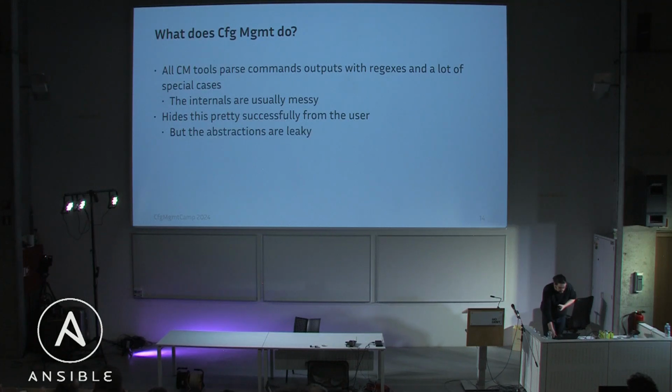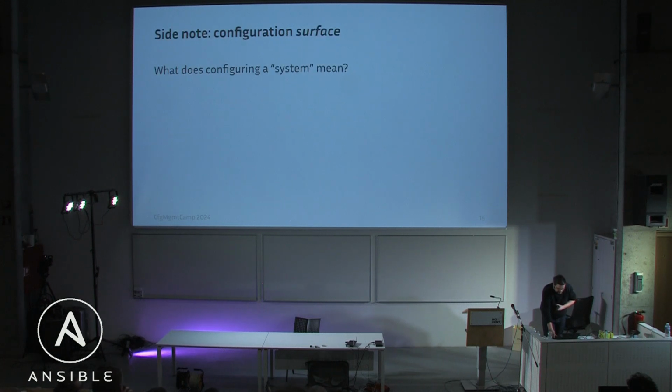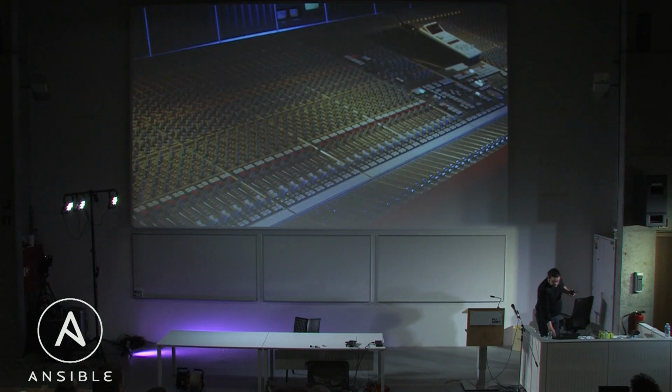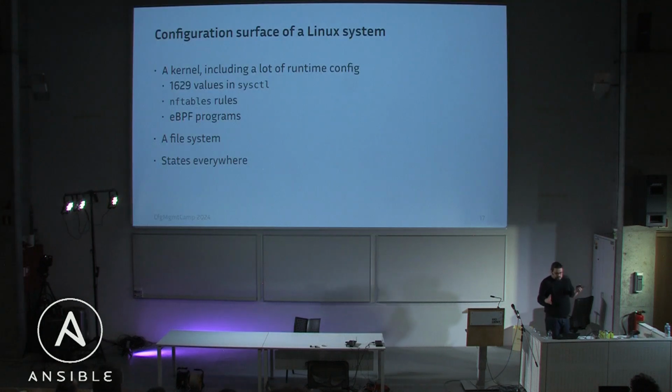And automation code is full of workarounds, and usually pretty messy because of these very unprecise interfaces. And in addition, the configuration surface of a modern Linux system is huge. It really looks like this. So, for example, if you just look at the runtime stuff, a Linux kernel has a lot of configurable stuff that you can modify at runtime.